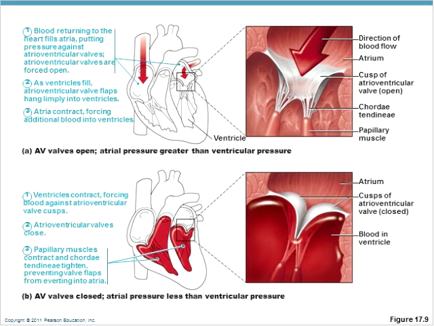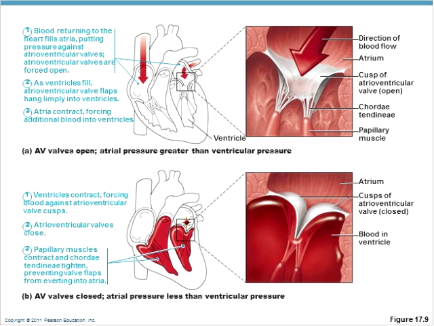Initially, blood returning to the heart fills the atria, putting pressure against the atrioventricular valves, and finally the atrioventricular valves are forced open based on that pressure. As the ventricles fill through the atrioventricular valves, that being the tricuspid and the mitral valves, the atrioventricular valve flaps hang limply into the ventricle. Once the atria contract, forcing additional blood into the ventricles, the ventricles then contract and increase the pressure in the ventricles, and it forces the atrioventricular valves to close.